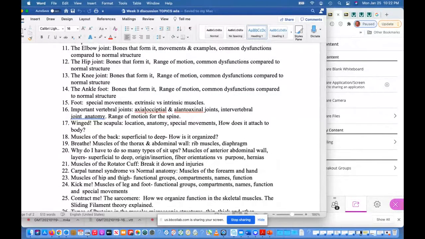The vertebral joints, you would want to pay some special attention to the atlantoaxial joint. That's the atlantoaxial, C1, C2, and then the atlanto-occipital. That could be between, let me see if this looks like there's a mistake here.